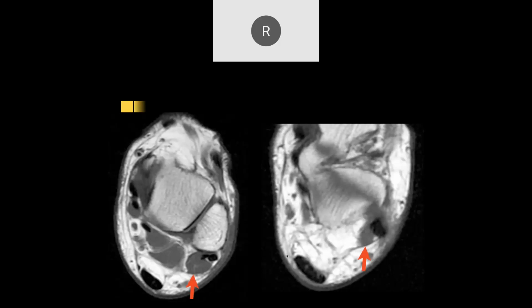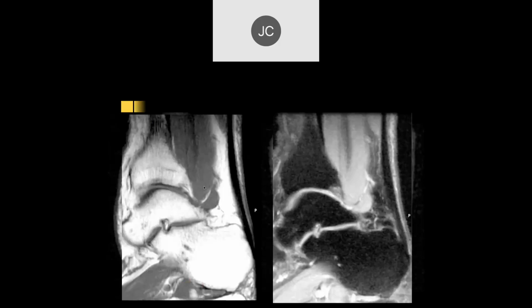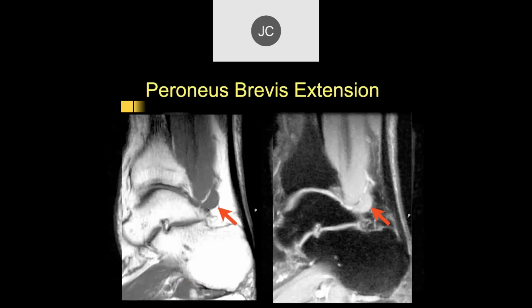Yeah, so I see the peroneus brevis and longus tendons, and then I think it's the peroneus brevis muscle belly that the arrow's outlining. Right. And if we look at that, we can follow it down. It comes down very low here. And this is called peroneus brevis extension.